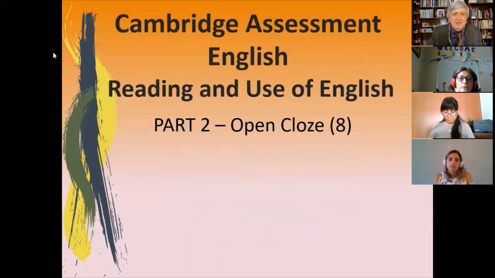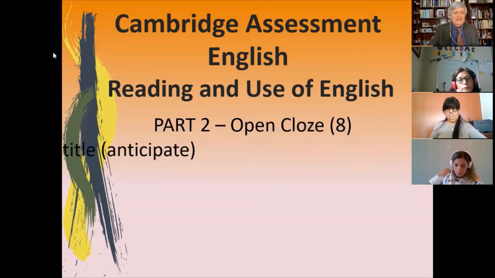So that's part 1. And if you do that in part 1, it will help you for part 2, because in part 2, remember, you don't have the answers. Part 2 is called an open cloze. In this case, it's the same idea. You need to complete the text, but they don't give you any possible answers. You have to know what the correct word is.